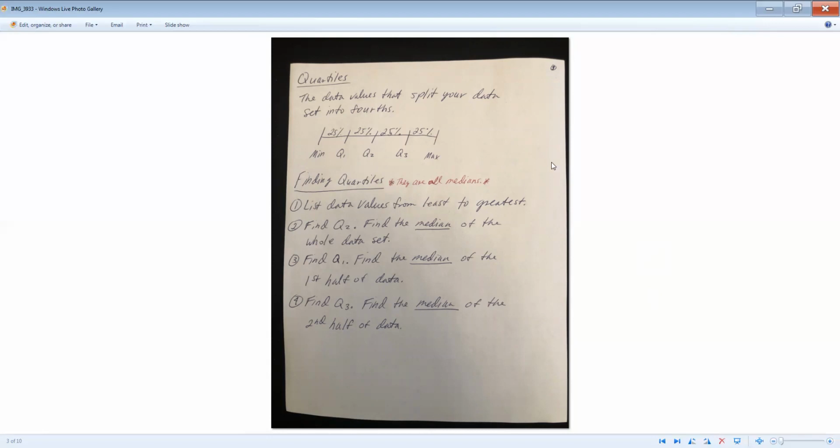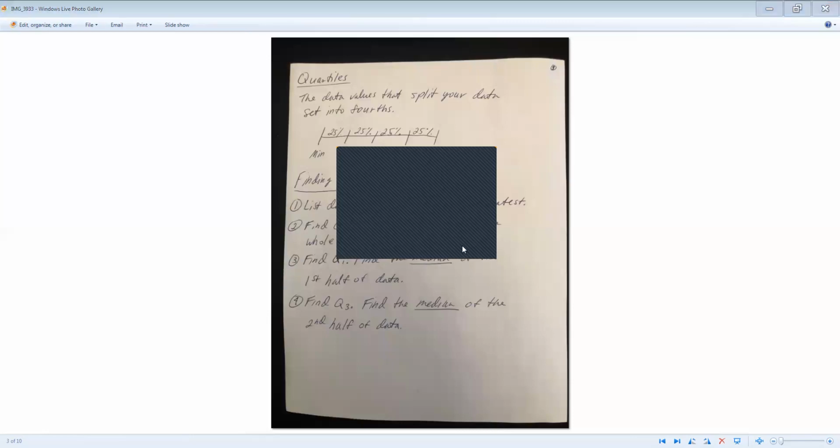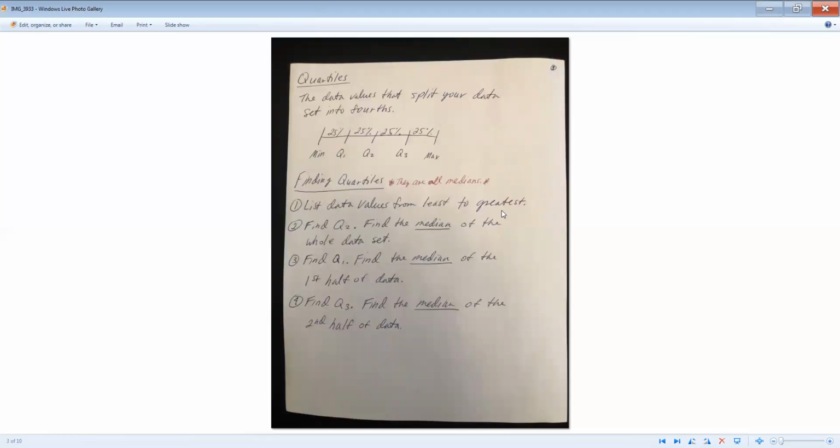The way we find our quartiles, just remember that they are all medians. They're all middle values. So first thing we're going to do, just like when we're trying to find the median, is list our data values from least to greatest. Then from there, we'll find Q2. So we'll find the median of the whole data set. Q2 is the middle value of the whole data set. Then we'll find Q1. Q1 is the middle value or the median of the first half of data. And then Q3 is the median or middle value of the second half of data.